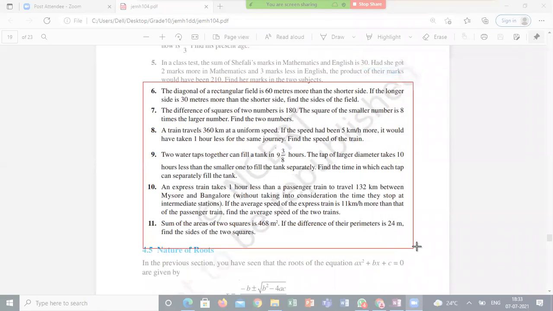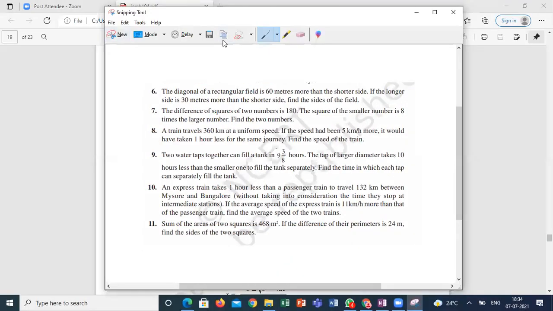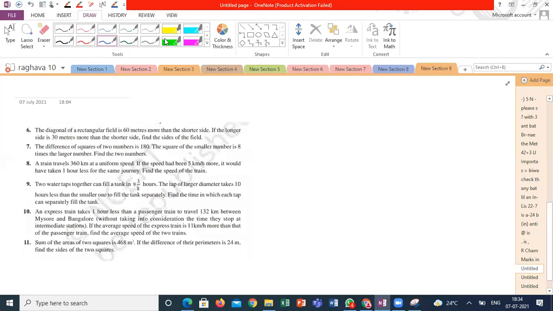Hope you don't have any doubts. Who is going to solve the sixth question? Sixth question, guys. Who is going to explain? Arman, Samyu, Vaishnavi.